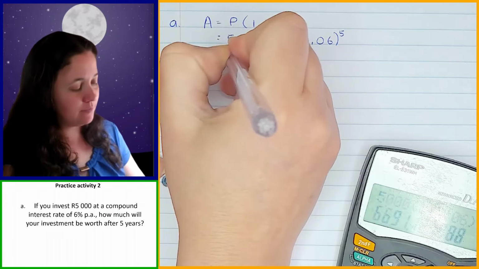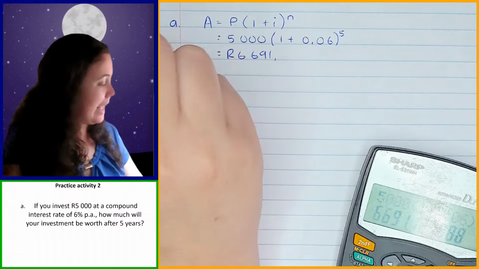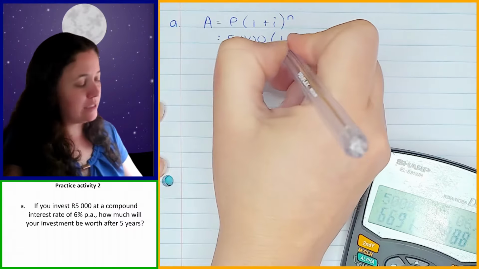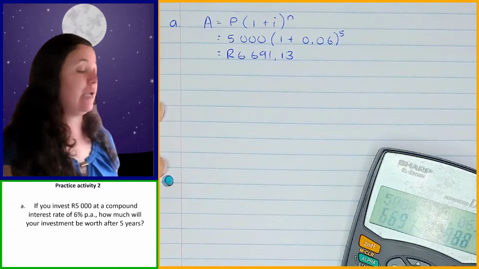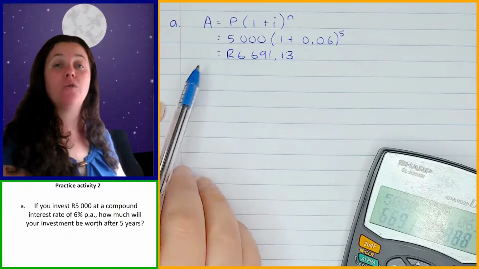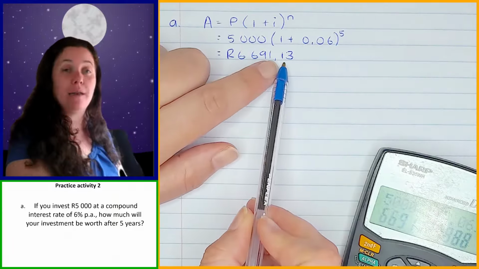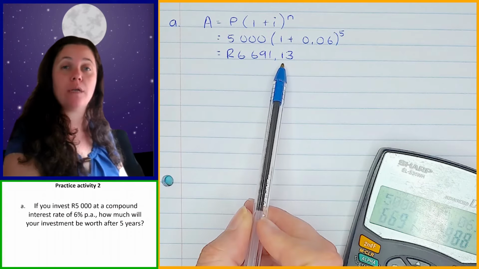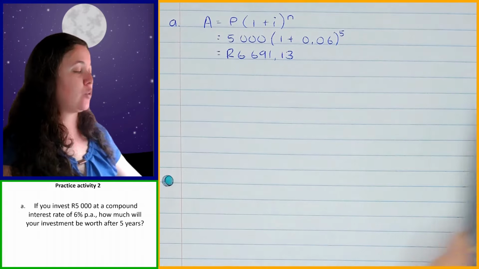Okay, so now that should give you 6,691 Rand and 13 cents, if we round that off to 2 decimal places. And remember, whenever you're working with finances, when you're working with money, you need to round off to 2 decimal places. So even if this was just comma 1, you would need to write 10 because you need to write it with 2 decimal places. Okay, so that is question A.